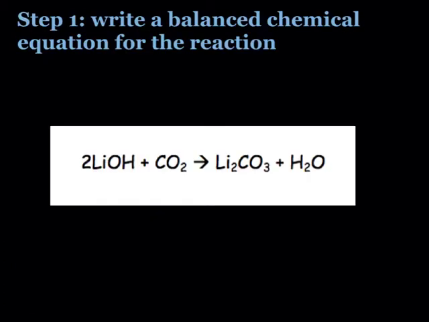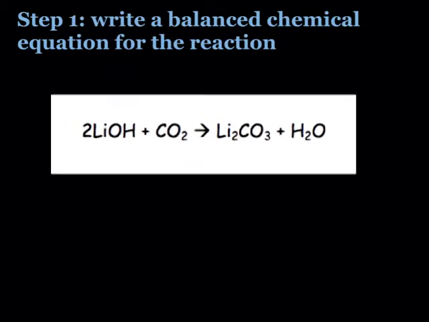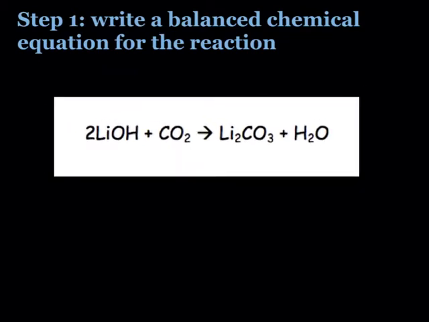Step 1, no matter what we're doing in stoichiometry, is always going to be make sure you have, or write, a balanced chemical equation for the reaction. Sometimes, as in this question, you'll be given one. I gave it to you. But if it hasn't given you one, then you have to write it yourself. And that's step 1.